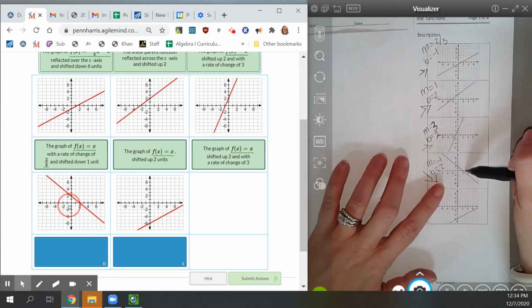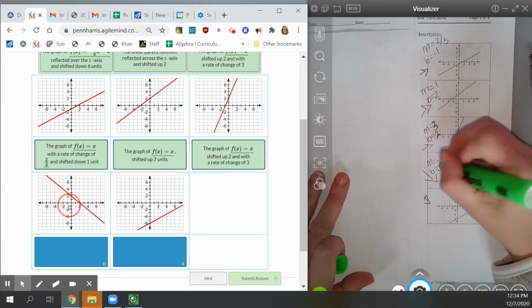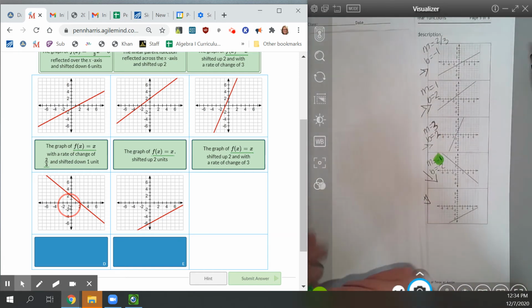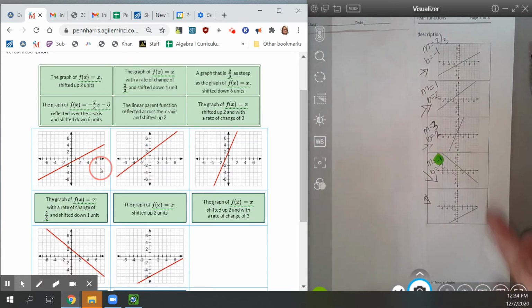First thing I noticed, guys, it's reflected. This is a negative slope here. It is reflected. There's 2 sets of words here that talk about reflection. So let's look more at this.